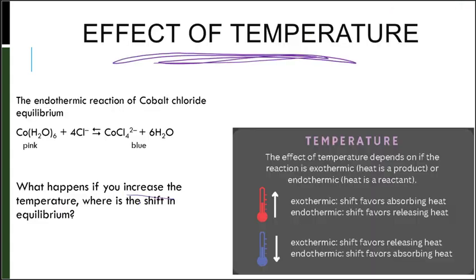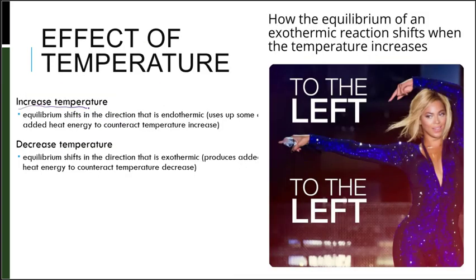What happens when you increase the temperature if we're told we have an endothermic reaction? Or what if we have an exothermic reaction? If we increase the temperature, the equilibrium shifts in the direction that is endothermic. So it uses up some of the added heat energy to counteract the temperature increase. If we decrease the temperature, the equilibrium shifts in the direction that is exothermic. So it produces added heat energy to counteract the temperature decrease.